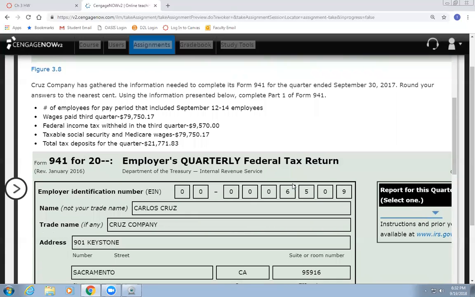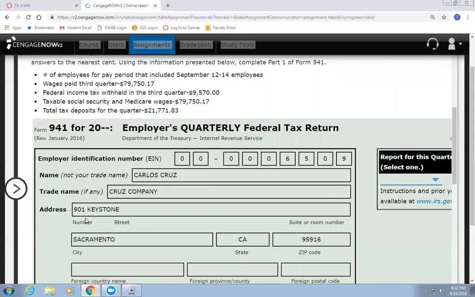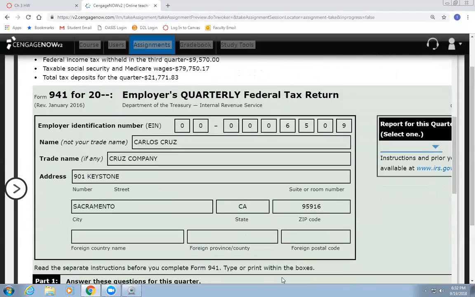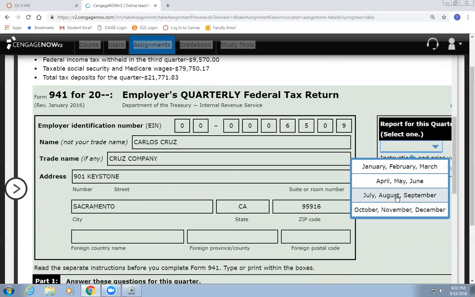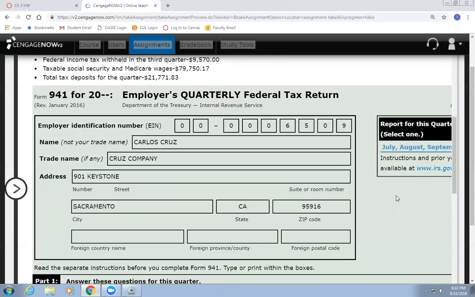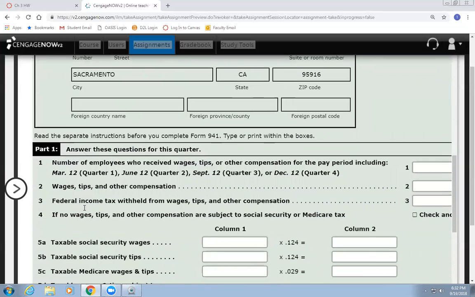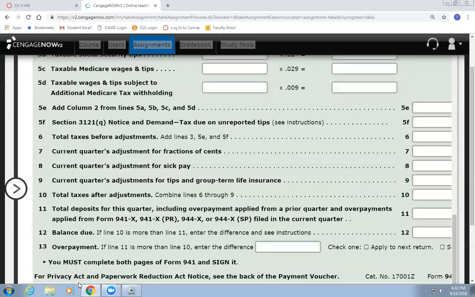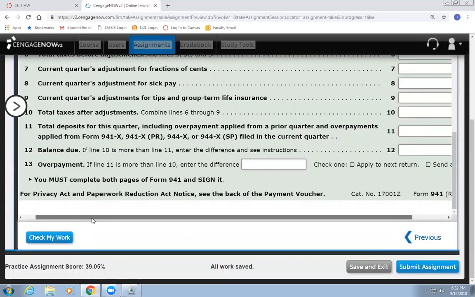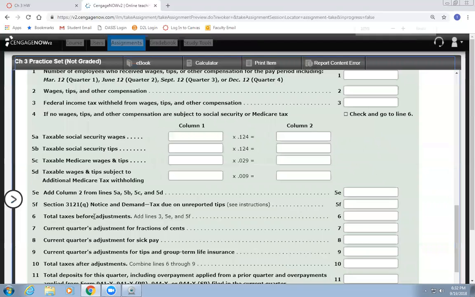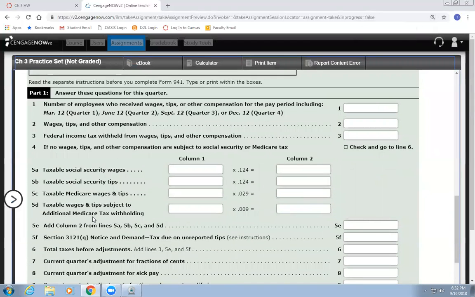So we're just going to complete some of this. Obviously, they've already completed the company information. Just make sure over here on the right-hand side, I can't see the whole thing, but it says report for this quarter of 2017. Just select July, August, September, because they told us this was for the quarter ended September 30th. Again, that first part is filled out. Then we go down to Part 1. There we go. So we're going to use the information they provided us to fill this in.